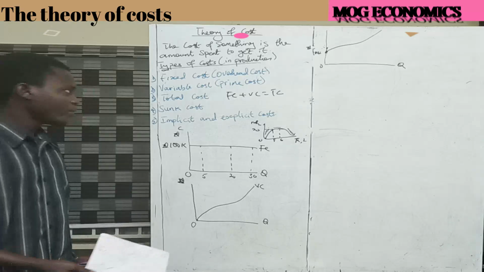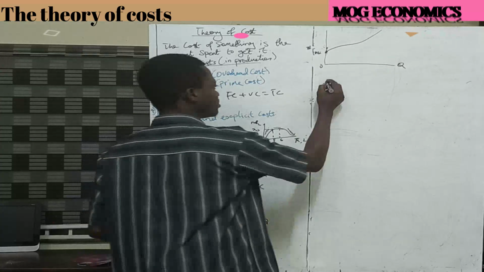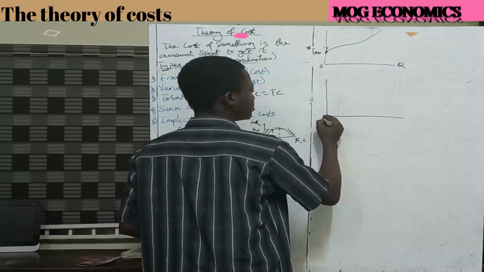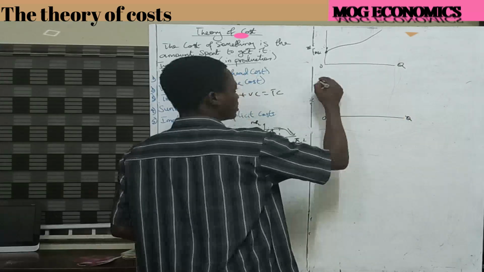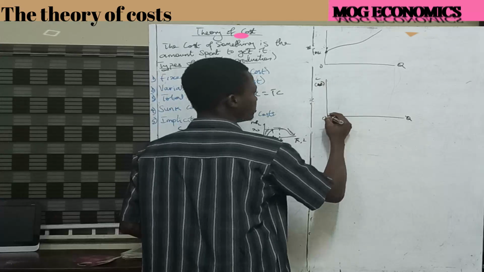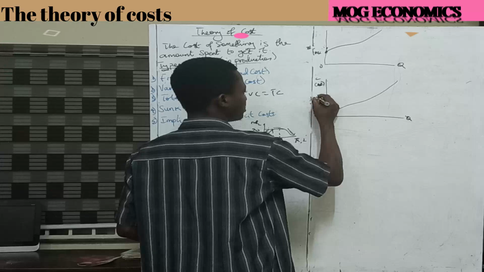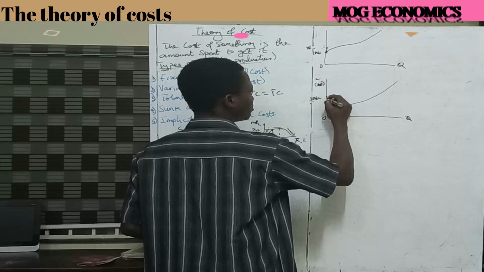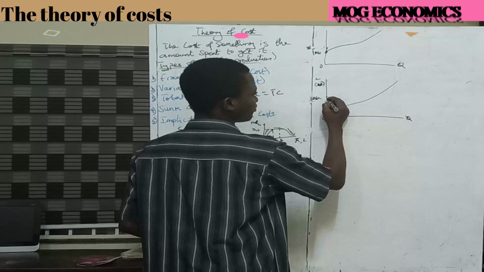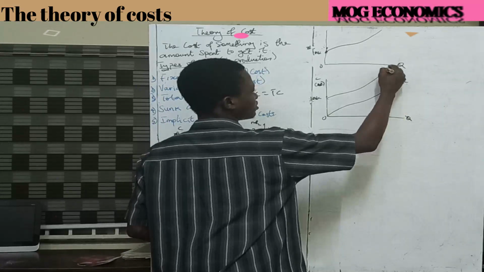Now there's something I also want to talk about, which is the relationship between your total cost and variable cost. This is 0, this is Q, and this is costs, in naira. So this is the variable cost. Your fixed cost is starting from 100 here. This is your total cost.